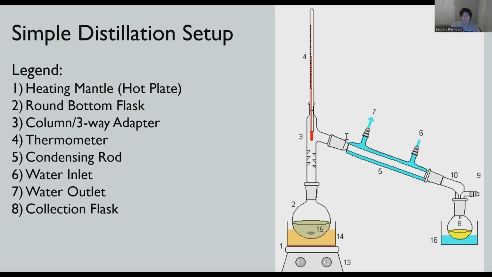Then you move up, you have the column with a three-way adapter. You have a thermometer that measures the temperature of the vapor, not the liquid. You have the condensing rod, a water inlet, a water outlet, and then the collection flask. So to begin this process, it's important to check all of your connections, make sure there's not going to be any leaks, gas leaks, or anything like that. Make sure all your hoses are connected correctly. To make sure that it's really going to work, you have to make sure that the water is going through the condensing rod. Everything looks good. You have the inlet on the bottom, outlet on the top.